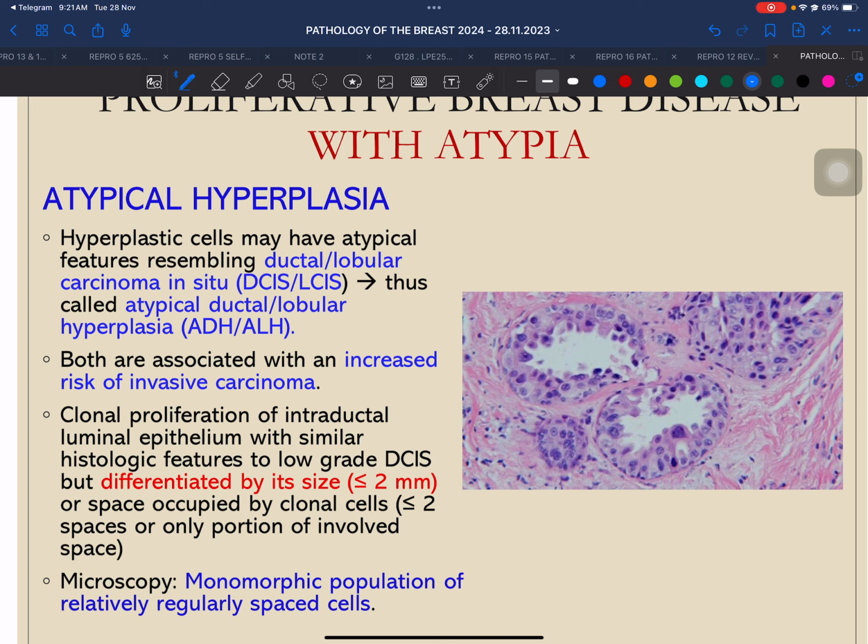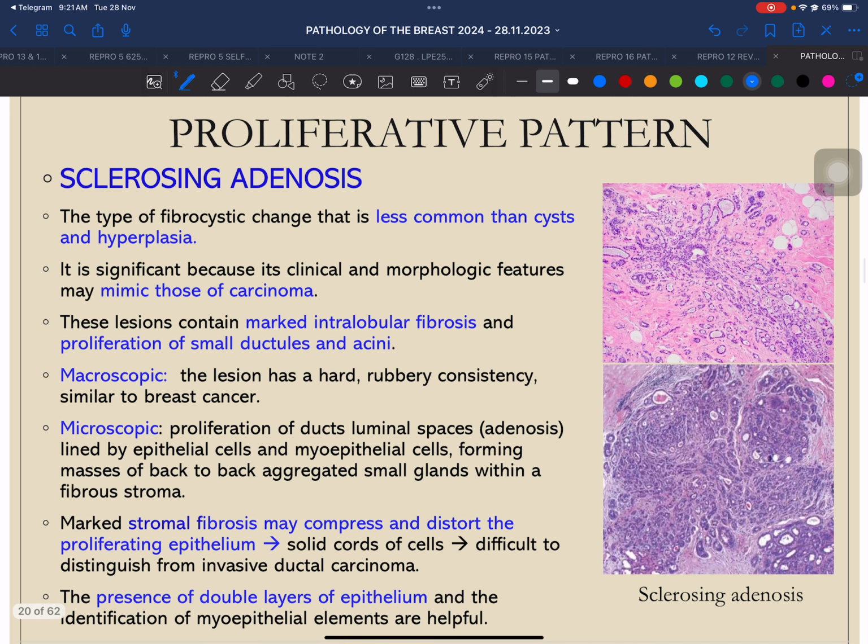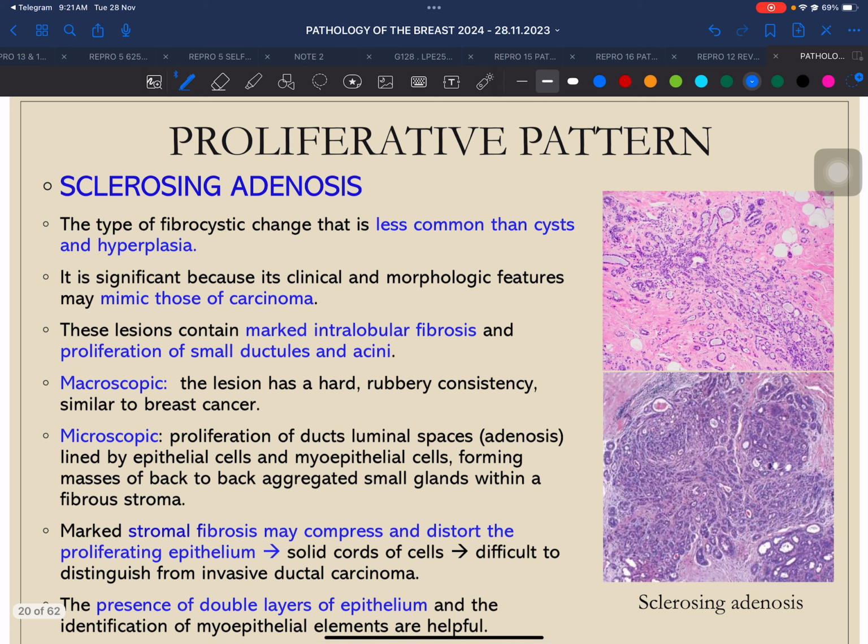Microscopically, there is proliferation of duct luminal spaces, which is adenosis, but they are still lined by the 2 layers, the luminal and myoepithelial cells. Sometimes the surrounding stromal fibrosis may compress the ducts and acini into slit-like shapes or cords of cells only. So histologically, it is difficult to distinguish from invasive cancer, but when you do a stain to indicate the presence of the double layers of epithelium, then you know that this is benign.